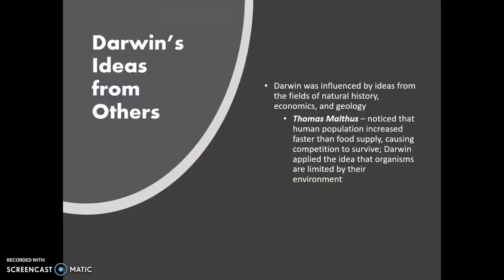When we talk about the other gentleman that influenced his thought, we're going to talk about Thomas Malthus. He noticed that human population increased faster than the food supply, and it basically caused competition to survive. Darwin is the one that applied that idea to the fact that organisms are limited by their environment, right? We talked about that previously when we talked about carrying capacity in terms of population, that there's some sort of limiting factor that causes the idea that a population can only get to a certain number, which is the carrying capacity.